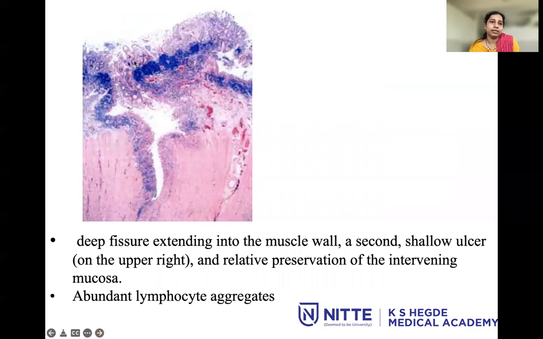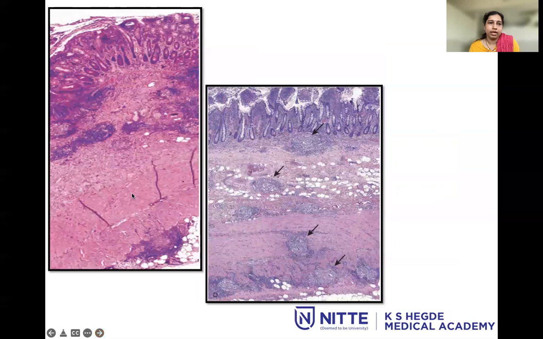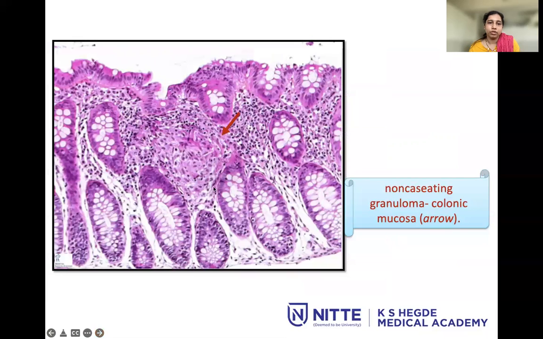Here you can see in this picture, there is a deep fissure. There are increased lymphoid aggregates in the submucosa, and also in the mucosa, there are small ulcerations as well. In this picture, you can see the crypt distortion. There are lymphoid aggregates throughout the wall, here also in the subserosa. Here you can see multiple epithelioid cell granulomas affecting the muscularis also. So this is the picture where you can see a non-caseating granuloma highlighted by an arrow.